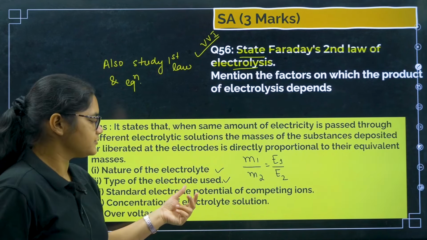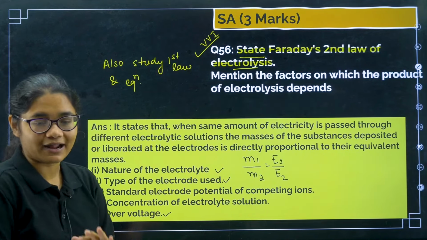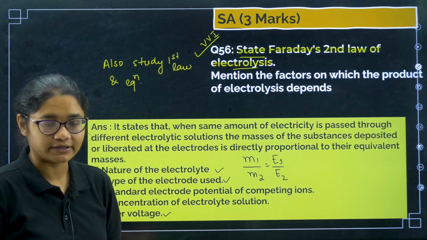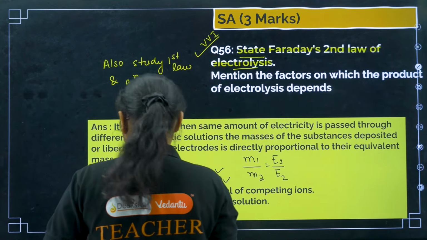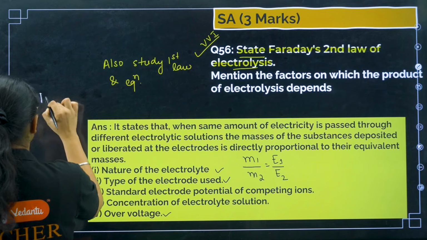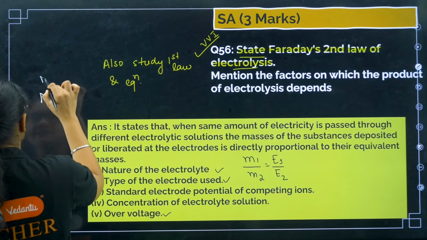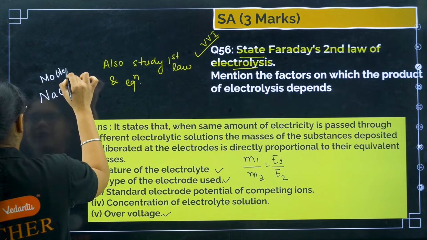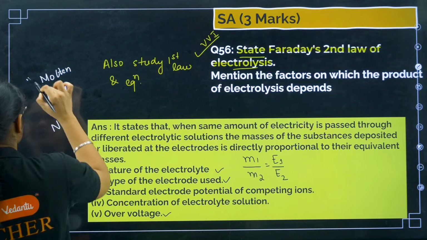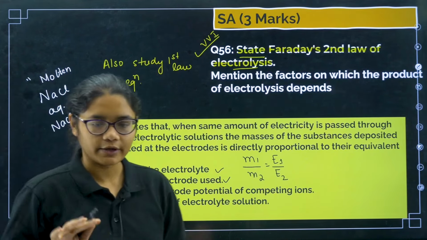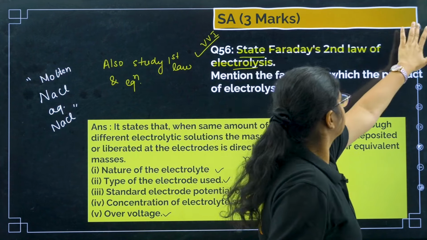There are other factors also, but I think you can remember these three easily, so I have given these three factors. Apart from this, you should also study the products of electrolysis for molten NaCl and for aqueous NaCl. These two things you should remember. Let's move to the next question.